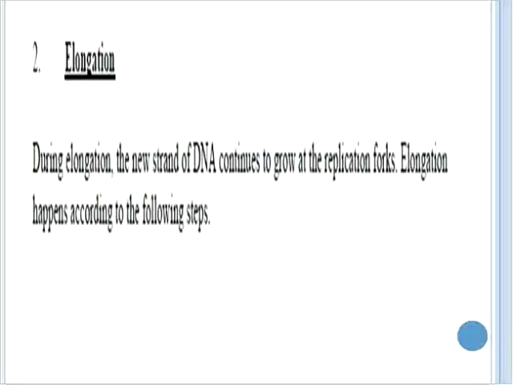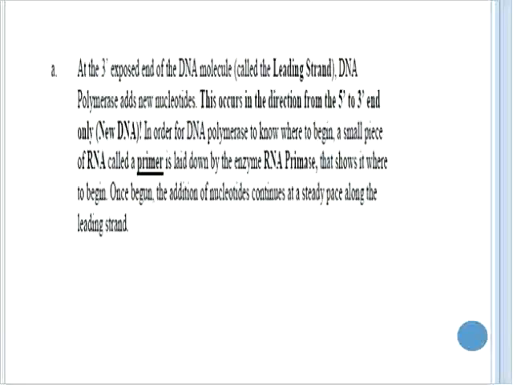Following initiation, the next step is elongation. And during elongation, the new strand will continue to grow at the replication forks. Elongation also happens according to a series of steps. Initially, at the 3' exposed in the molecule, the leading strand, DNA polymerase will add new nucleotides. This occurs from the 5' to the 3' end only, that being the reference to the new DNA. In order for DNA polymerase to know where to begin, a small piece of RNA, a primer, is laid down by the enzyme RNA primase. This shows the DNA polymerase where to start. Once begun, the addition of nucleotides continues at a steady pace along the leading strand.